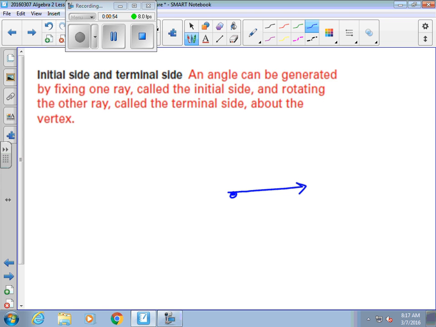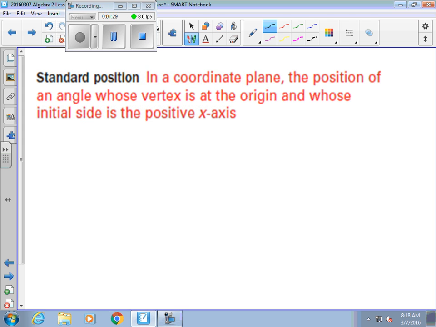Fixing one ray is called the initial side. So where you start is the initial part. That's easy to remember and understand. And then rotating the other ray. So from there, if you have another ray that opens up, like say this ray, again starting at a point and going on infinitely, that ray opens up. You can think of two hands on a clock, your initial and your terminal side. It's rotating about the vertex, and the vertex is simply the point where they both begin.